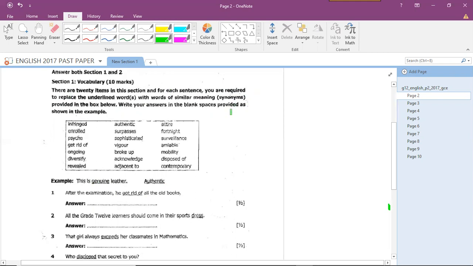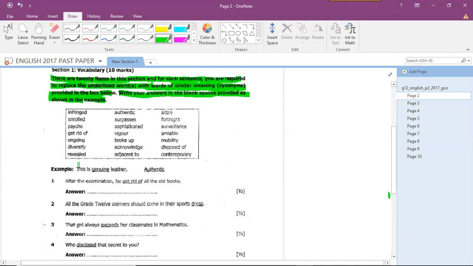All right, so I did tell you that with this section, we're focusing on our vocabulary skills. And since we're focusing on our vocabulary skills, reading instructions are part of your examination process. So here the first question says, there are 20 items in this section, and for each sentence you are required to replace the underlined word or words with words of similar meaning. So the word synonymous means it is similar in nature. It doesn't have the exact same meaning, but it is close to the exact meaning. Your answers go in the spaces provided, as shown in the example. So remember, instructions are part of the examination process.